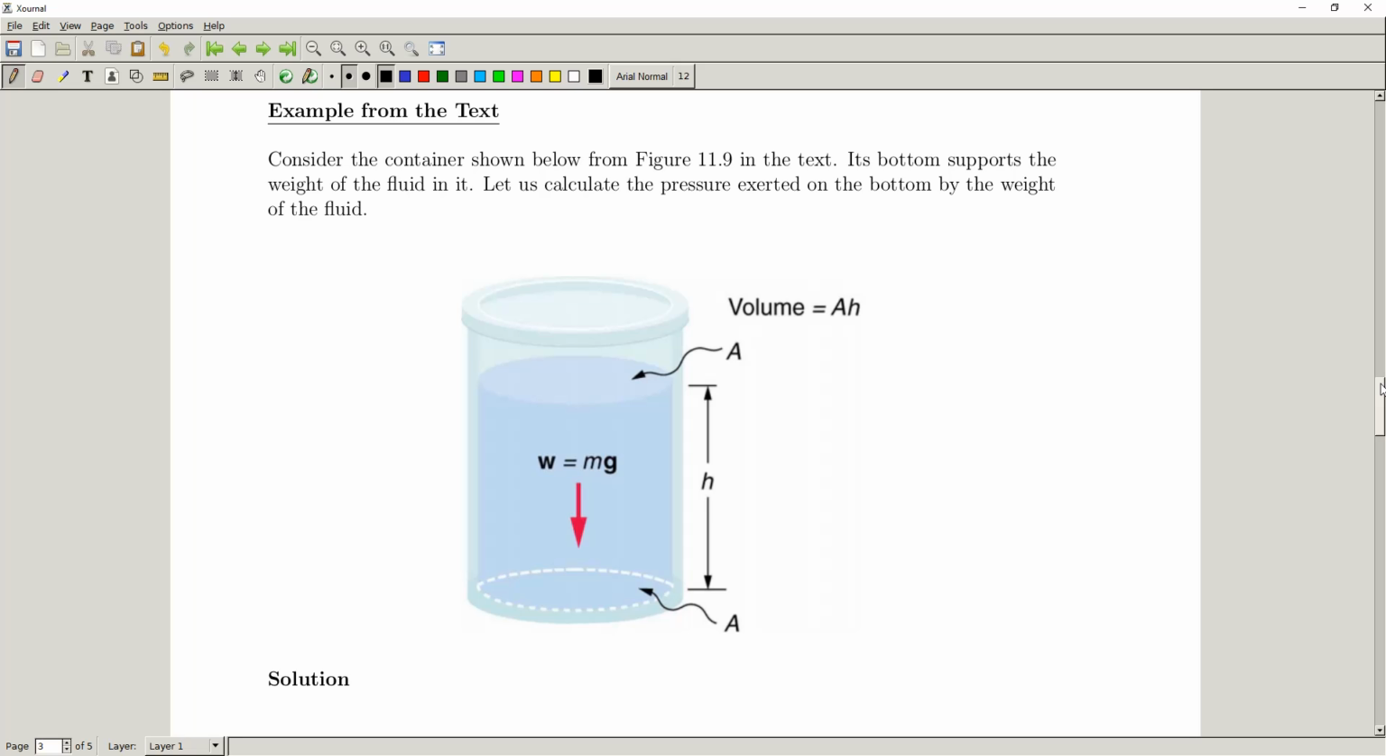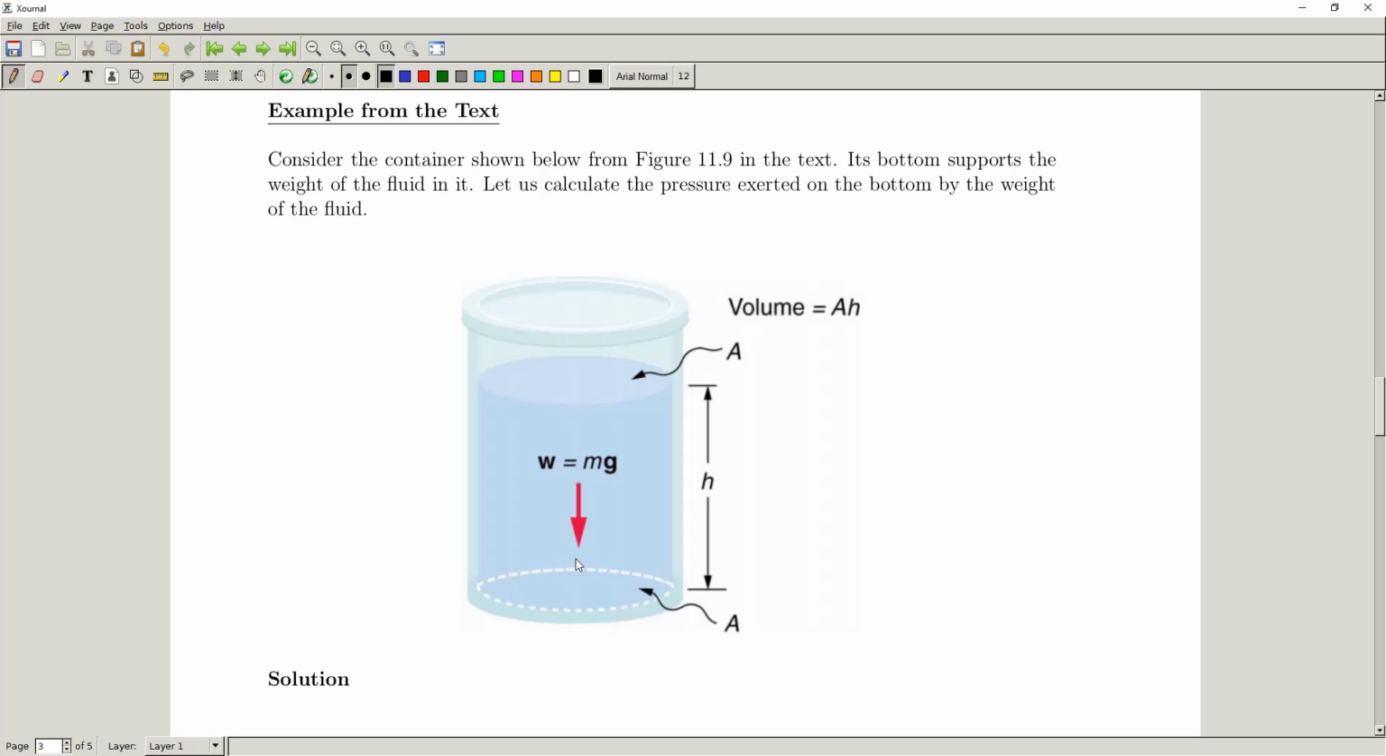Okay, so let's consider the container shown below here. This nice clear glass container with a bunch of fluid in it. I guess it could be water. This is directly from Figure 11.9 in the text. So the bottom of this cylindrical container, this thing that we have labeled A, we want to calculate the pressure exerted on the bottom of this by the weight of the fluid above it, right?